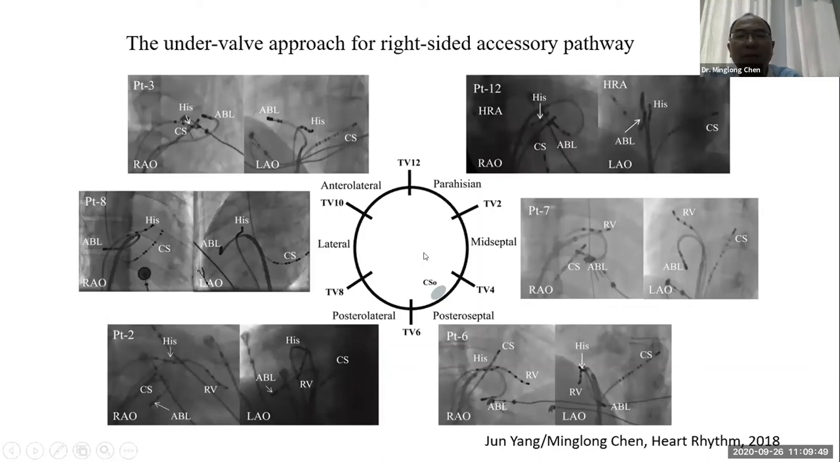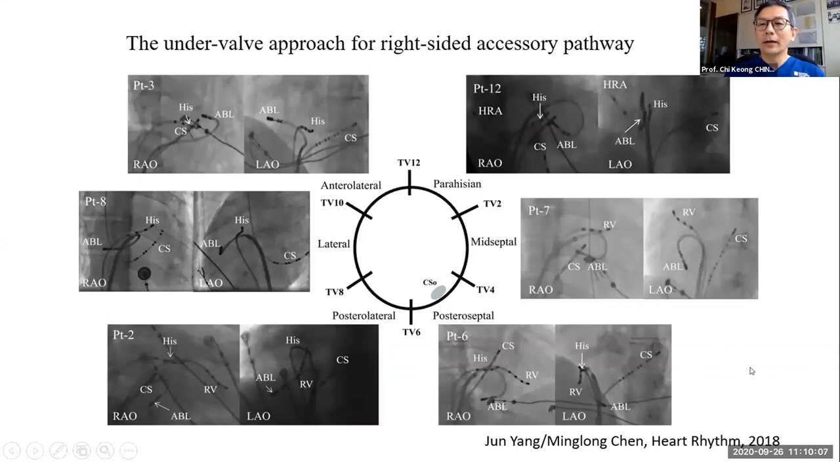But in our case example on the paper, 2 years ago, the pathway potential at the parahisian region is very clear. Right. I'm sorry, I didn't bring that case example.